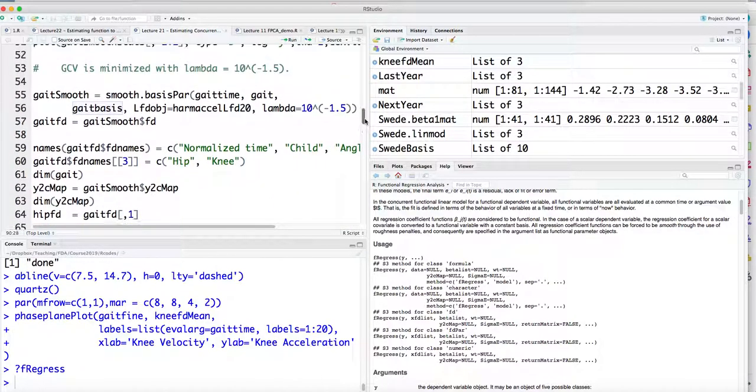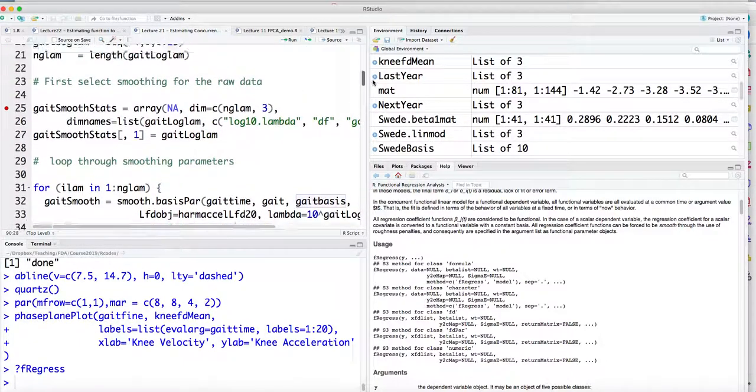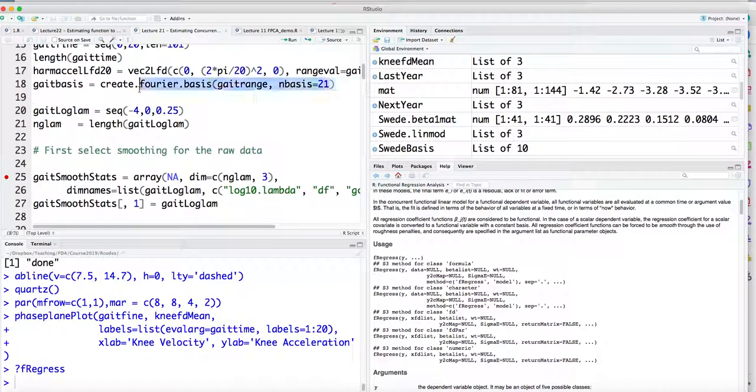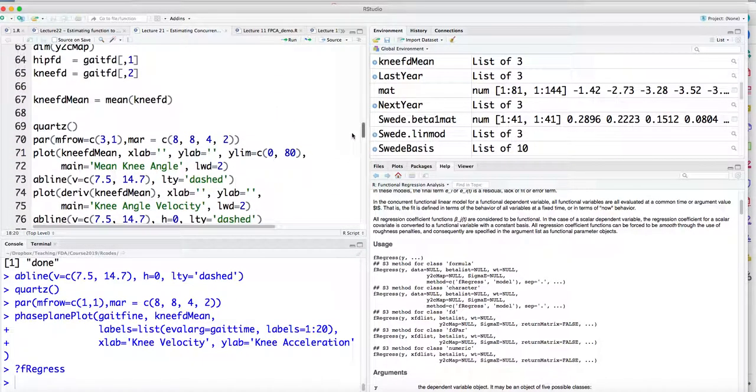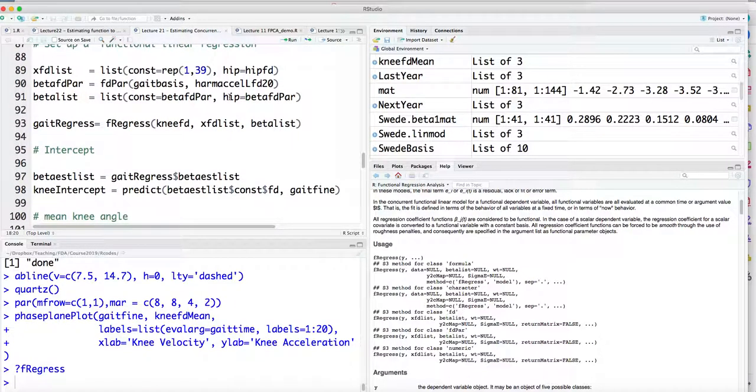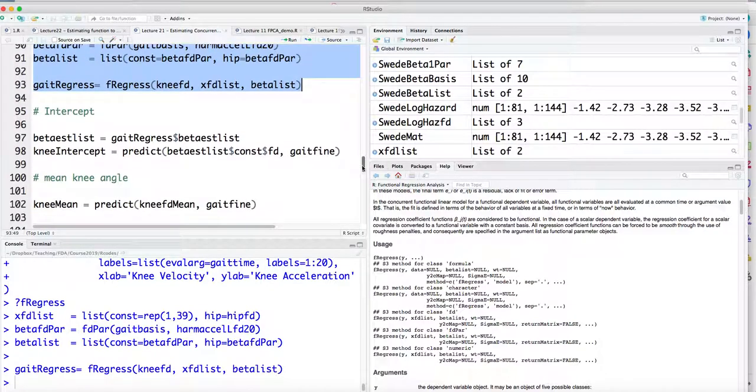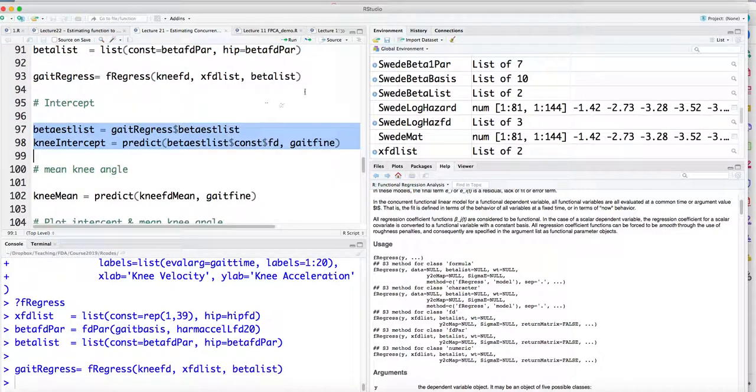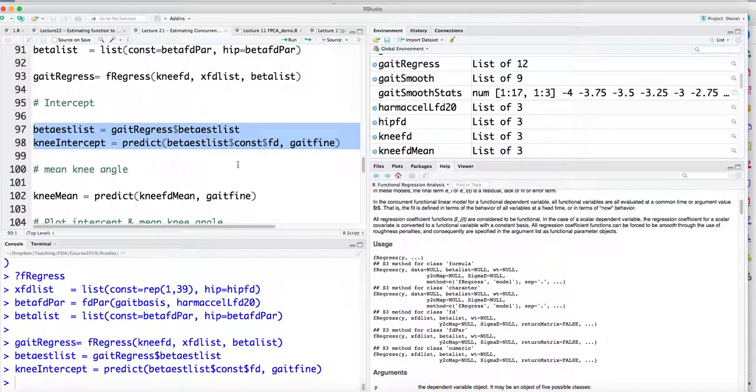It's 21 Fourier basis functions, and you are also using the harmonic acceleration differential operator to control the roughness of the functional coefficients. Then you run this f regress function, and then you get the intercept and the slope. You can see here, when we get the constant, which is the intercept, you evaluate at these fine time points.